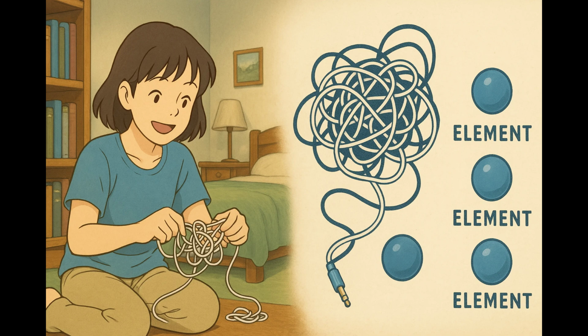Just as each knot can be seen as a simple, singular obstruction, an element is a basic substance made of only one type of atom that cannot be broken down into something simpler chemically. In this analogy, the headphones represent matter, and each knot corresponds to an element, which, like the knot, cannot be simplified further without losing its identity.